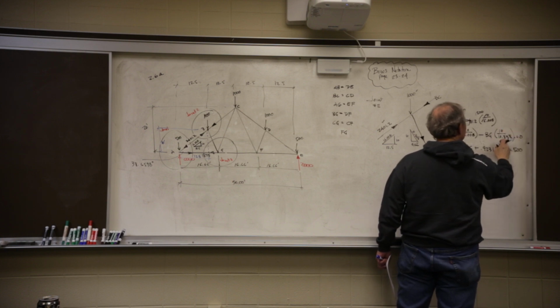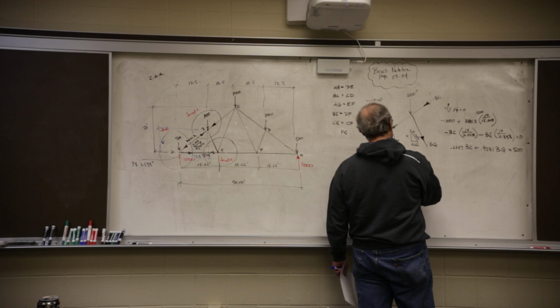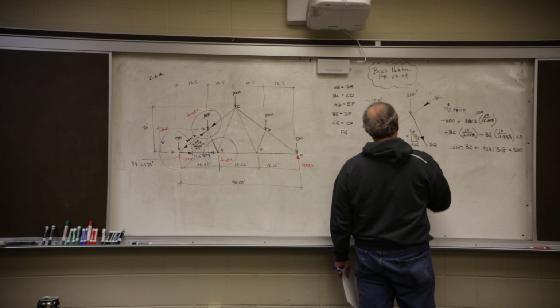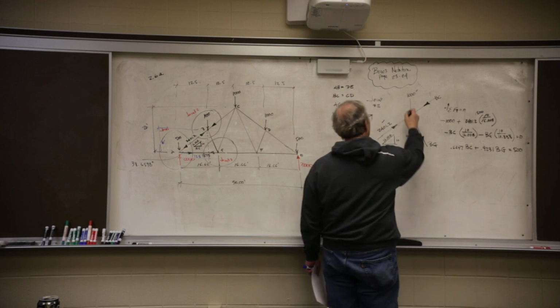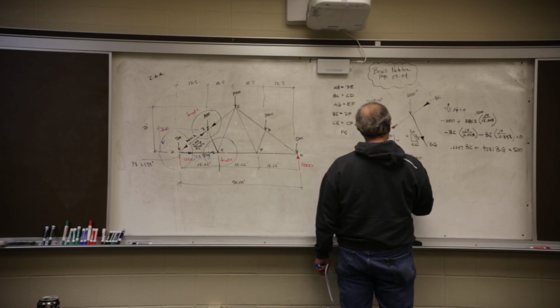10 and divided it by 10.833 and got this one. So there's one equation. Okay, this one's gone. I don't have to worry about him. I got the horizontal component of this guy.